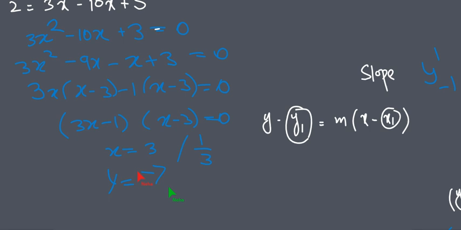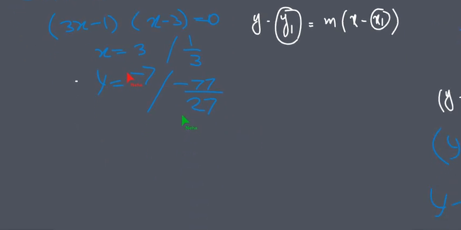This is at what point? 3. Okay, and now for the other point. It's on the calculator. Weird number. 77 over 27. When I calculated, it is negative 77. Okay, now make the equations.